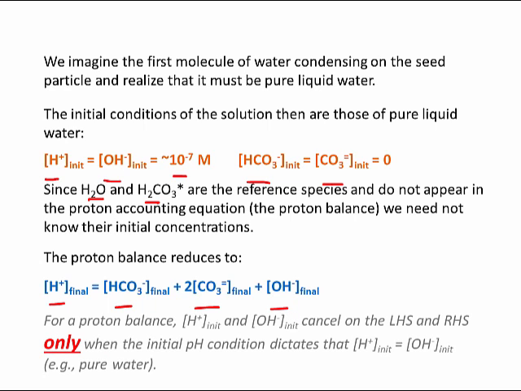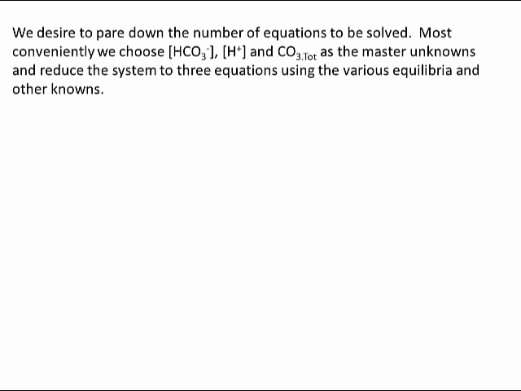Now we have to be careful when we cancel the initial hydrogen ion and hydroxide concentrations. This operation on the left-hand side and the right-hand side of the proton balance can be done only when the initial pH of the water dictates that the initial hydrogen ion and hydroxide ion concentrations are equal, only for pure water. So we'd like to pare down the number of equations that we need to solve. Most conveniently, we can choose bicarbonate, the hydronium ion, and total carbonate as master unknowns and reduce the system to 3 equations in 3 unknowns.